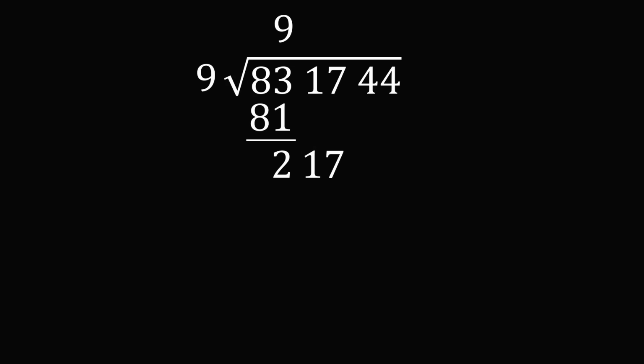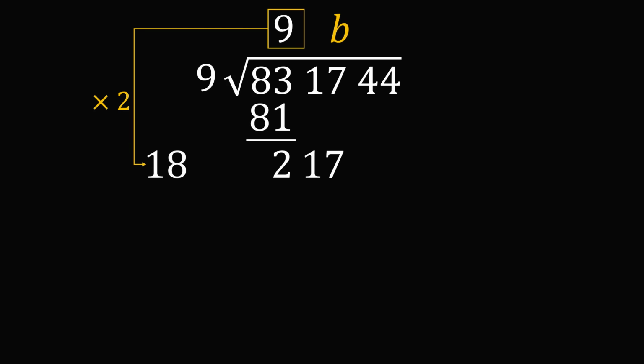We now need to figure out the next divisor. So we take the result of 9, and we are going to double it. 9 times 2 is equal to 18. Suppose the next digit is b. The next divisor will be 18b, or 180 plus b. So we need to solve 18b times b does not exceed 217.